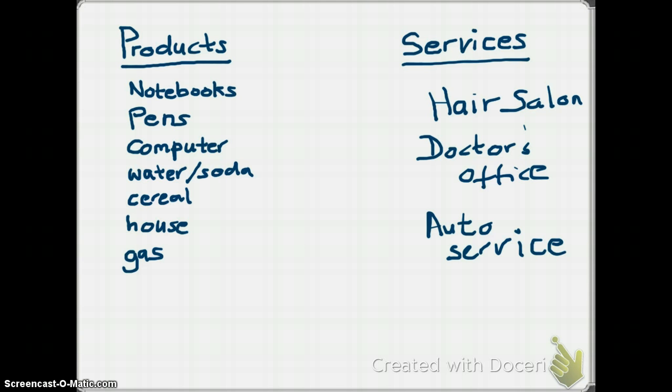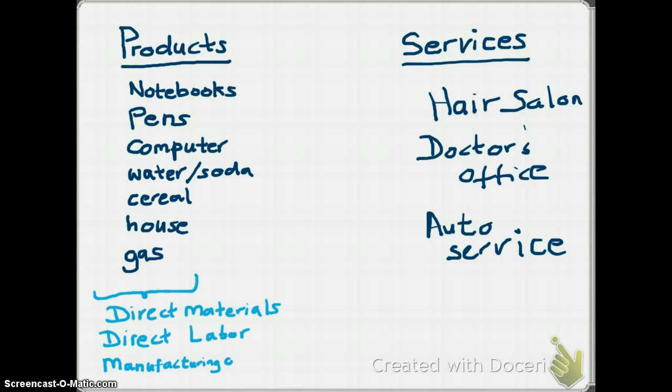From chapter 2, from the previous chapter's information, you know that all products have three components. All products have direct materials, direct labor, and manufacturing overhead. Those are the three components of every single product that is manufactured. How about services? Services aren't manufactured, so they don't have direct materials. However, they do have direct labor. They don't have manufacturing overhead.